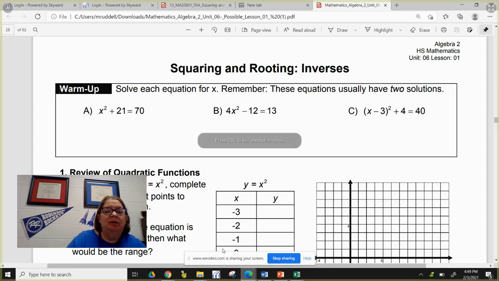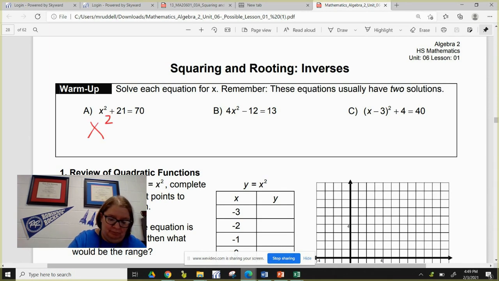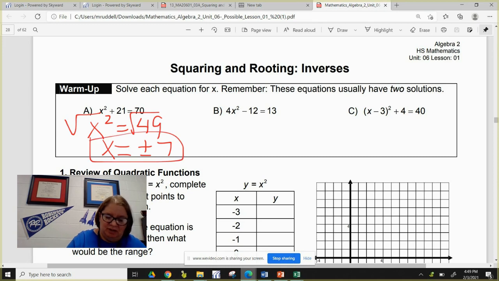So the first one is x squared plus 21 equals 70. Remember, because that one doesn't have just an x term, we can just subtract the 21. And 70 minus 21 is 49. Take the square root, and you get plus or minus 7. Two solutions, 7 and negative 7.